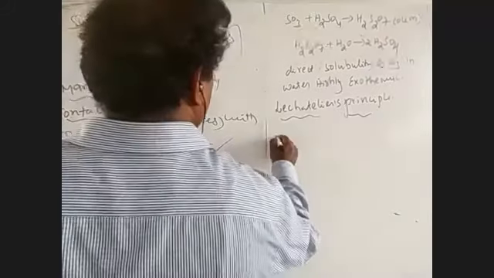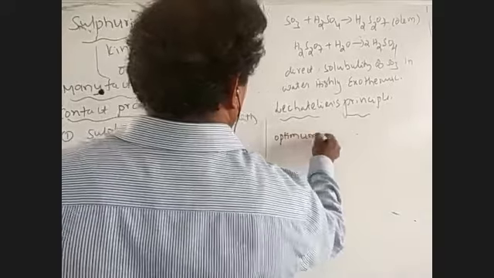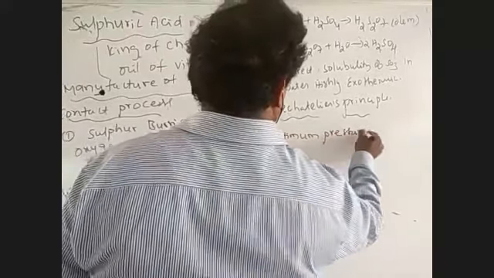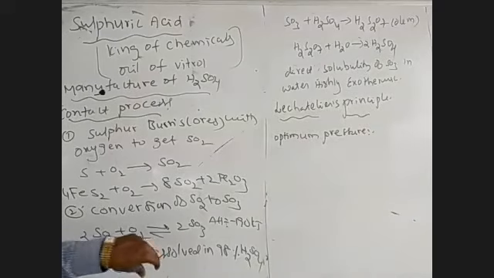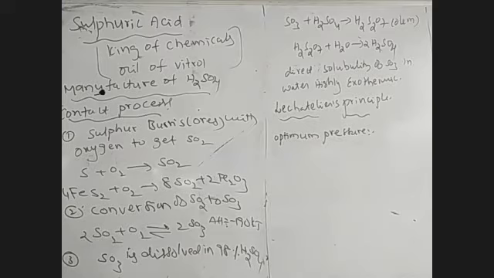Here we have to use the optimum pressure condition. Generally, according to Le Chatelier's principle, if the reaction is followed by a decrease in volume, we apply high pressure. If the reaction is followed by an increase in volume, we apply low pressure. In this case, SO2 and O2, 2 plus 1, 3 volumes of reactant produce 2 volumes of SO3. The formation of SO3 is followed by a decrease in volume.